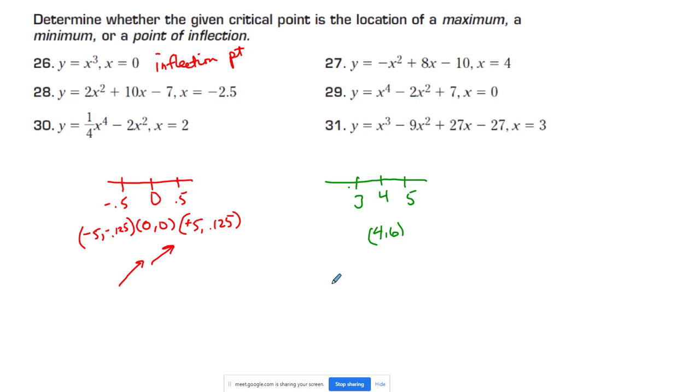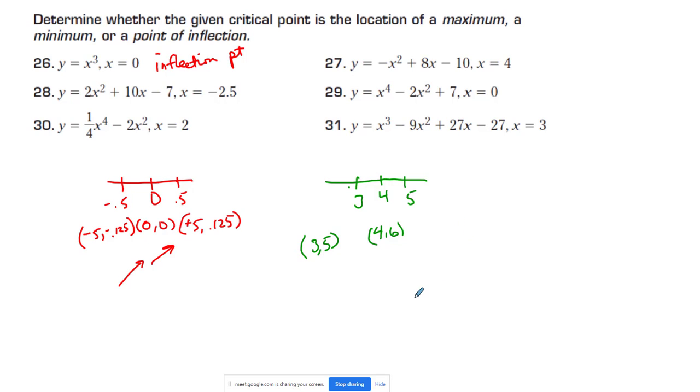Let's see what we get at 3. If we put a 3 in, we have negative 9 plus 24, which is going to give us 15, and we're going to take away 10, that's going to give us a 5. So at 3, we're going to have a 5.